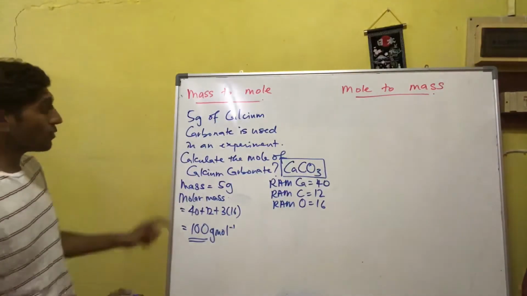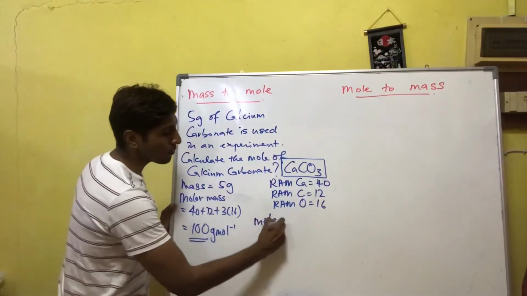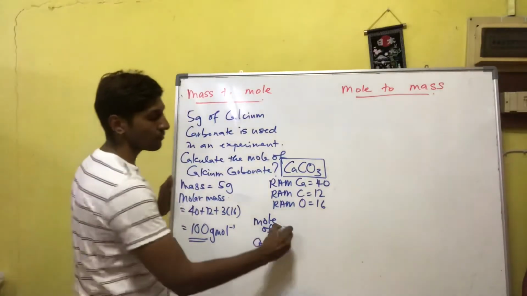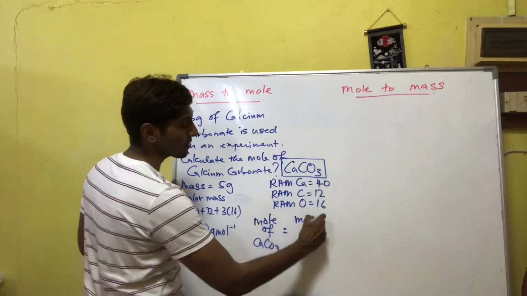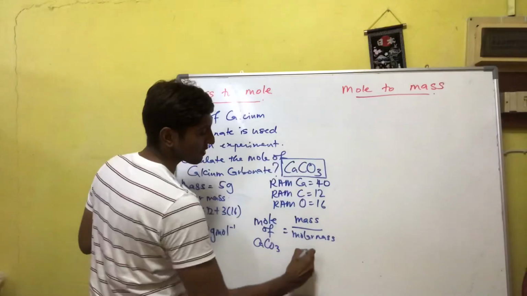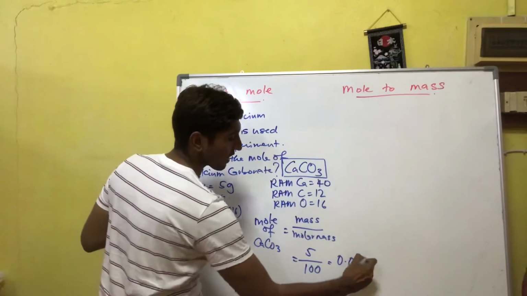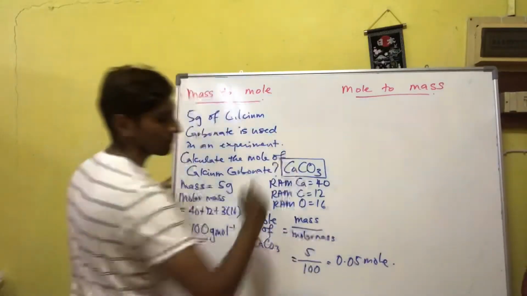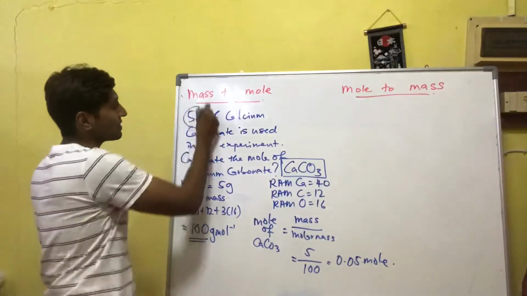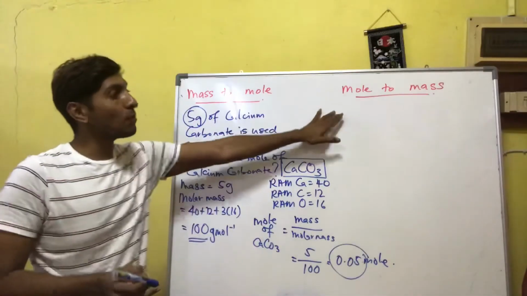Okay, so now you already have the mass, you already have the molar mass. How to find mole? The mole of calcium carbonate, CaCO3, would be the mass over molar mass, which would be 5 over 100, which would give you 0.05 mole. Okay, this is how we calculate from mass to mole. Now stay tuned for how we calculate mole to mass.